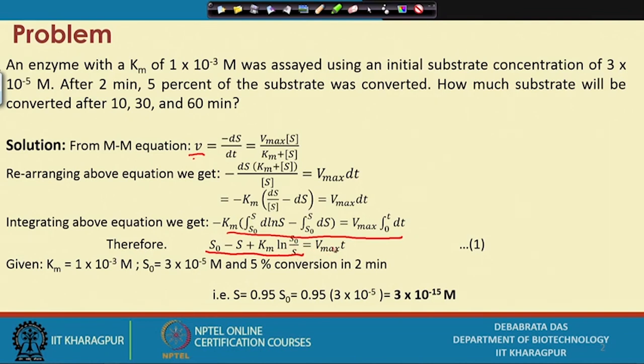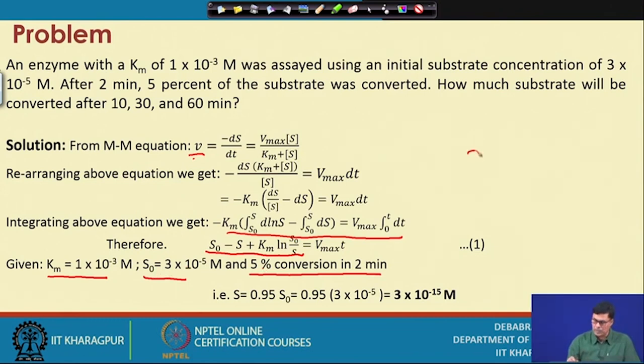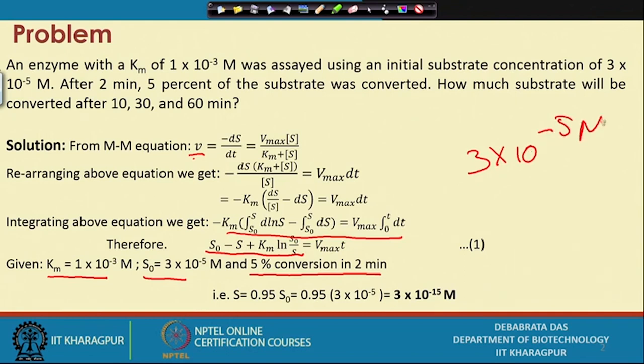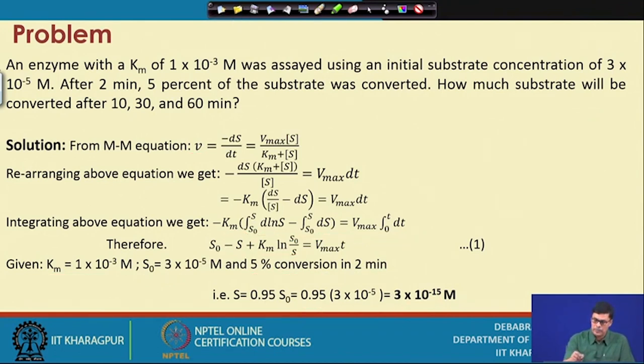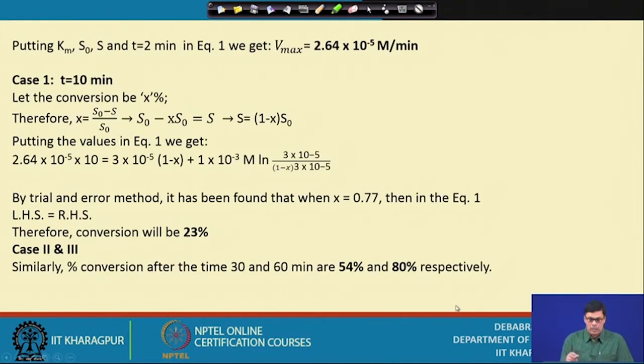Now, in the problem, Km is given and S0, the initial substrate concentration, is given, and 5% substrate was converted in 2 minutes. So, time of reaction is 2 minutes and the converted amount is 5%. Initial substrate concentration was 3 × 10⁻⁵ moles, am I right? How much substrate will remain after the reaction? About 0.95, since 5% substrate converted. So, we multiply by 0.95 to get the substrate remaining after the reaction. From this we can find out the value of Vmax.